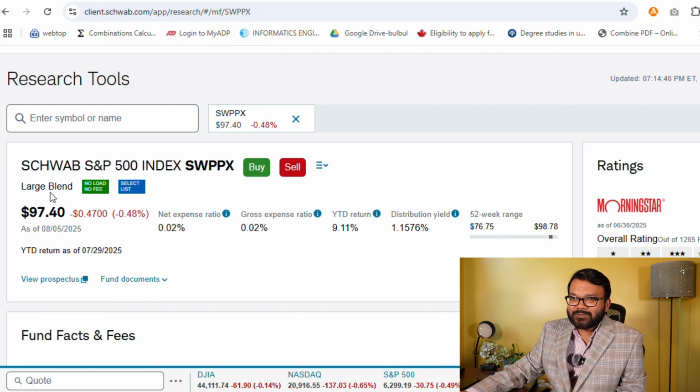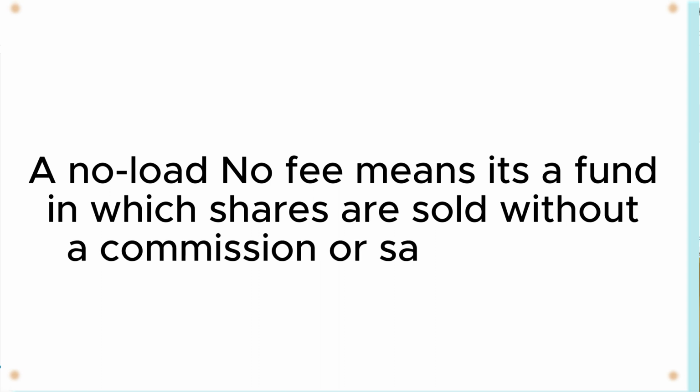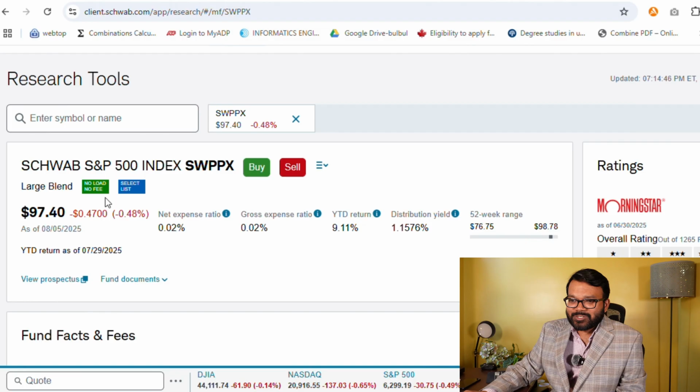Now the other thing you see here, no load, no fee. So what does that mean? No load, no fee basically means it's a fund in which shares are sold without a commission or sales charge. So that means there will not be any sales charge or any fee if an investor wants to buy or sell the share in the market. So basically there's no fee.